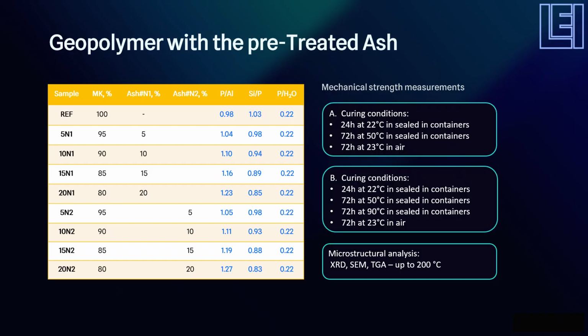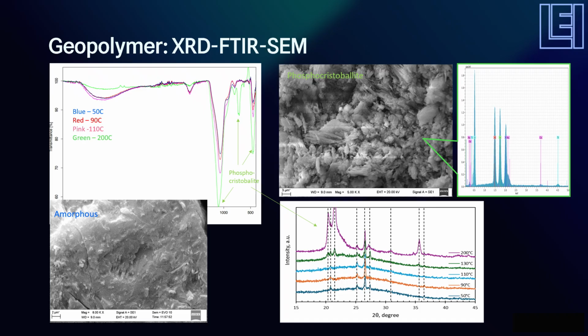For mechanical strength measurements, geopolymers were prepared with varying metakaolinite replacement levels using both types of treated ashes. Samples were cured at two temperatures, 50 and 90 degrees. Microstructure analysis was performed on geopolymer samples heated up to 200 degrees. X-ray analysis of the reference geopolymer revealed that at lower temperatures the amorphous phase prevails. Few peaks corresponding to metavariscite formation were detected only at 130.